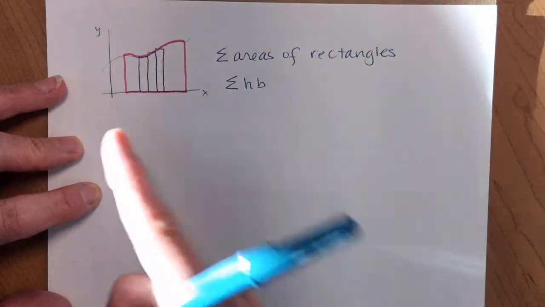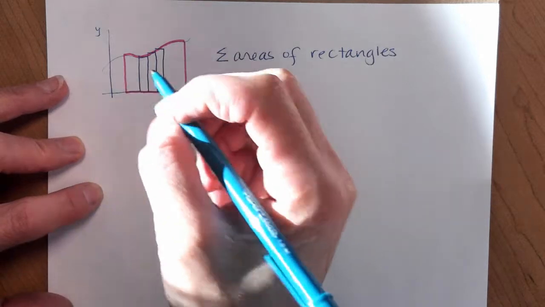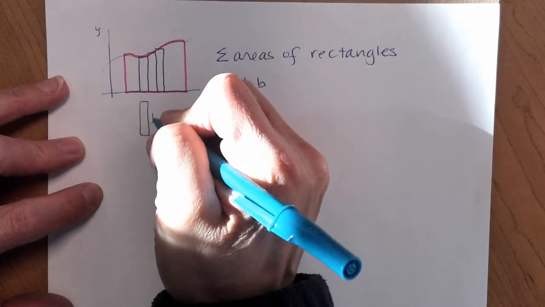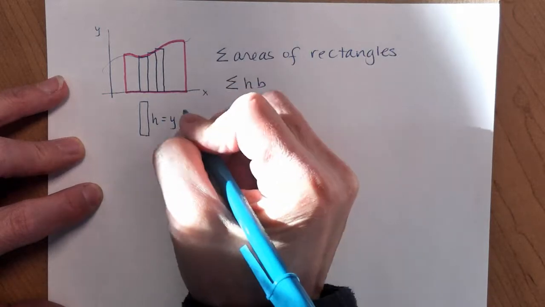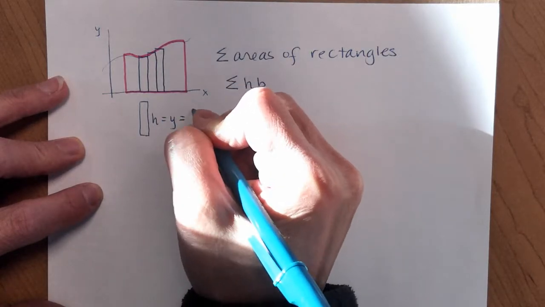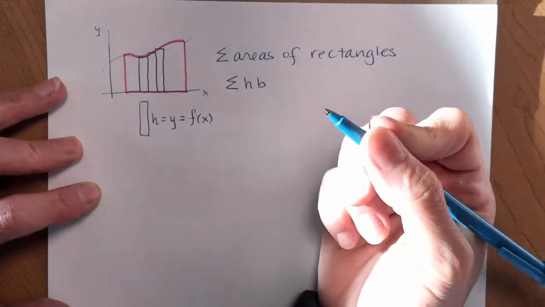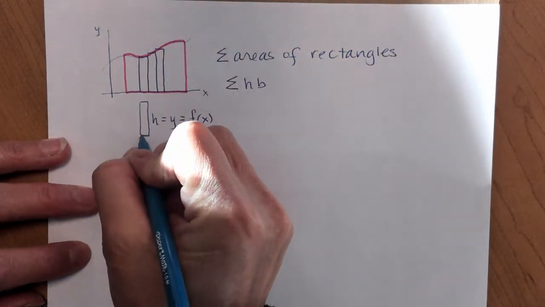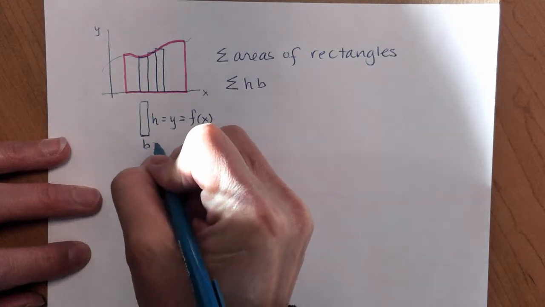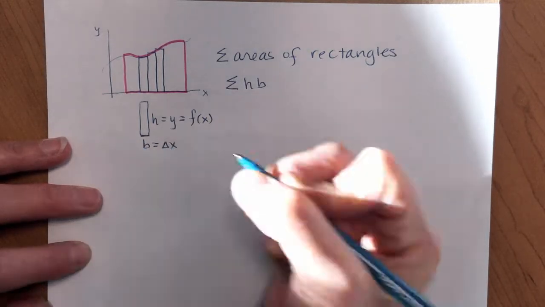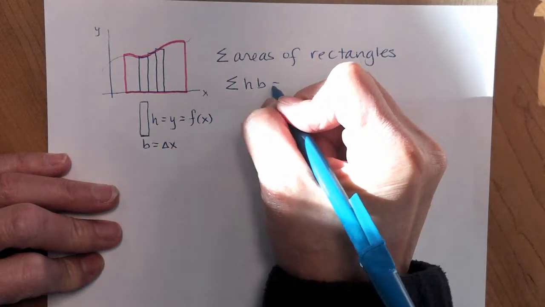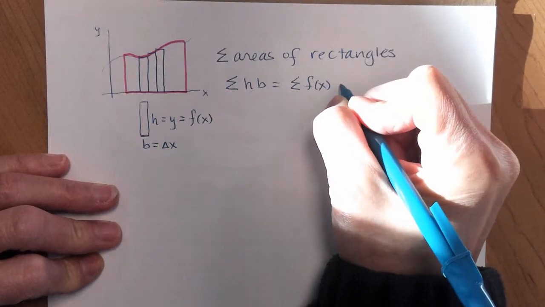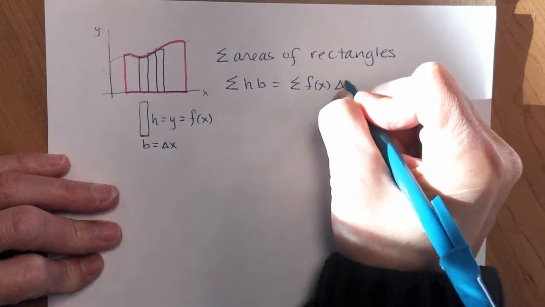In this picture, the height of my rectangle is the y value, or another way of saying that is f of x, which is some function of x. The base of the rectangle we're going to call delta x. So it's the y value, or f of x, times delta x.